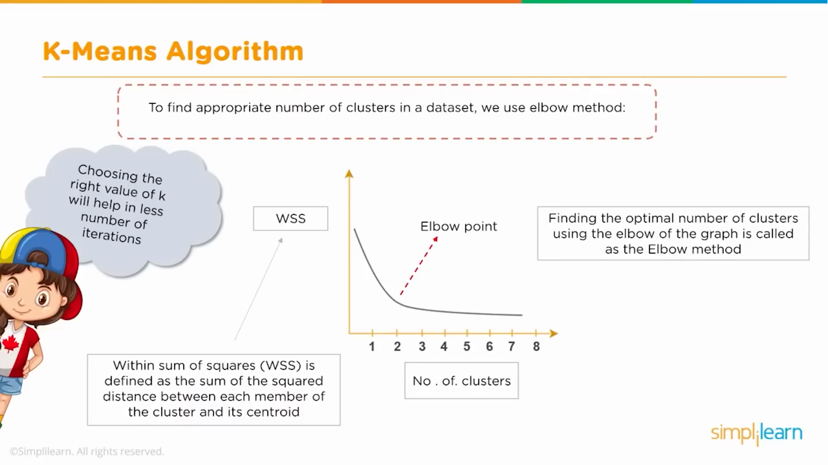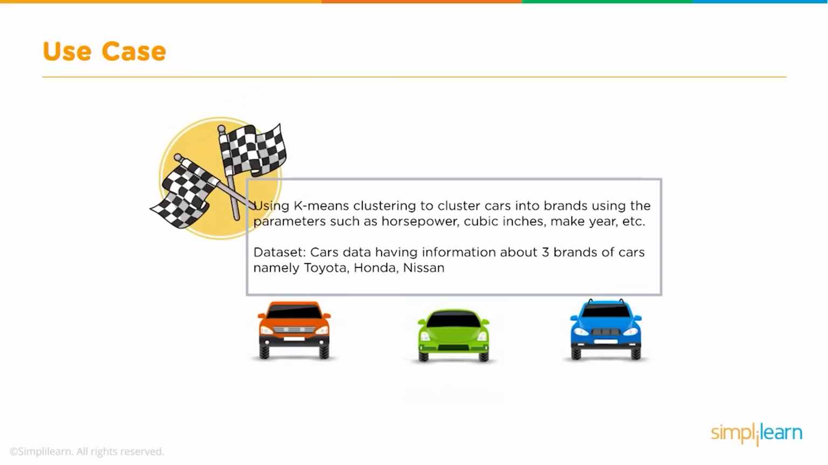Sometimes you can just look at the data, and if you're really good with that specific domain, remember domain, I mentioned that last time, you'll know where to pick those numbers or where to start guessing at what that k value is. So let's take this, and we're going to use a use case using k-means clustering to cluster cars into brands using parameters such as horsepower, cubic inches, make, year, etc.